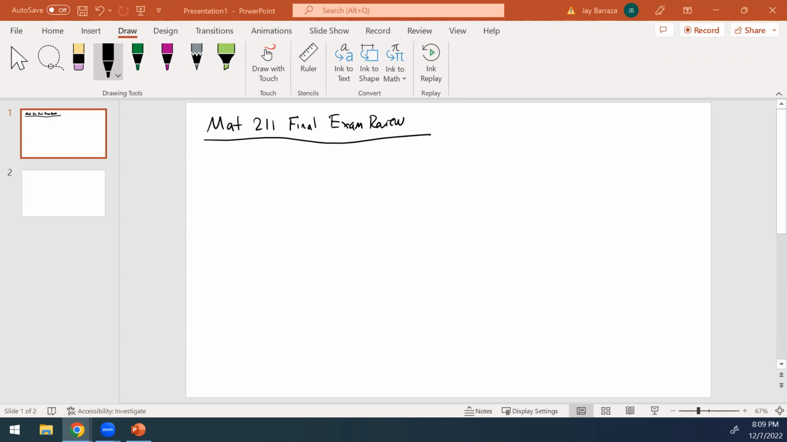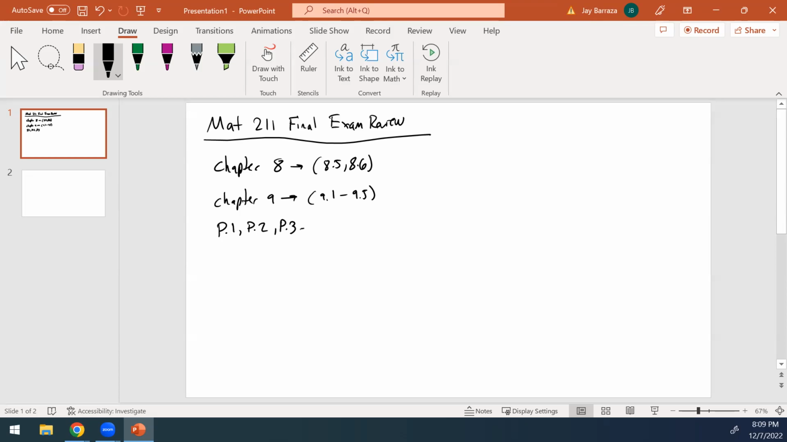So we're going to focus on chapter 8, which is 8.5 and 8.6. And then chapter 9 is 9.1 to 9.5. And then there's P1, P2, P3. And so this is conditional probability and Bayes theorem. This is, what is it? Central, actually there's a lot to it.